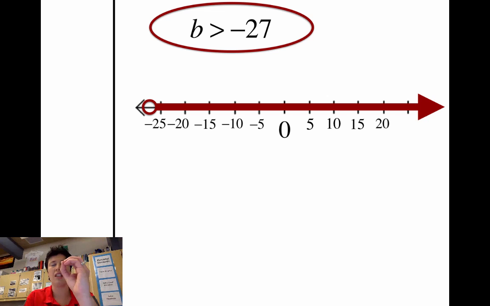I'm not going to fill in that hole. I'm going to leave it empty. I'm not going to fill it in and make it solid because there's no equal sign. B is anything greater than, not equal to, negative 27. And so that's going to be my number line.